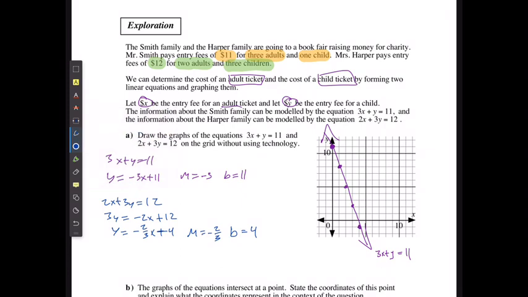I'm going to graph out the second one where I have a y-intercept at 4, and then I have a slope of down 2 and right 3. Down 2, right 3, down 2, right 3. And there's my 2x plus 3y is equal to 12 equation.